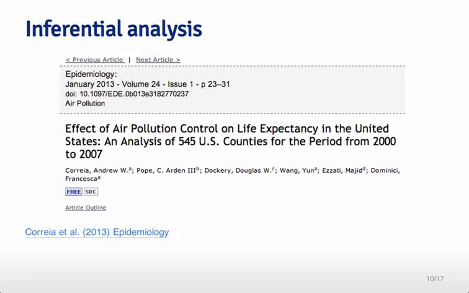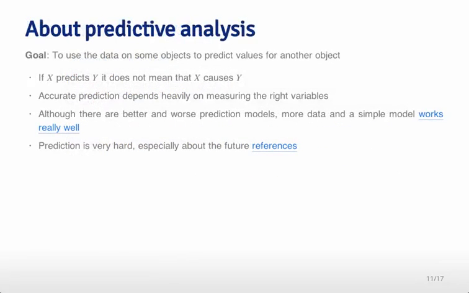So this is an example of an inferential analysis. The idea here is that you're trying to look at the effect of air pollution control on life expectancy in the United States. What they've done is they haven't analyzed all of the counties in the United States, but they've analyzed a subset of counties, and they're using that to try to infer something about what's generally happening in the relationship between air pollution and life expectancy.